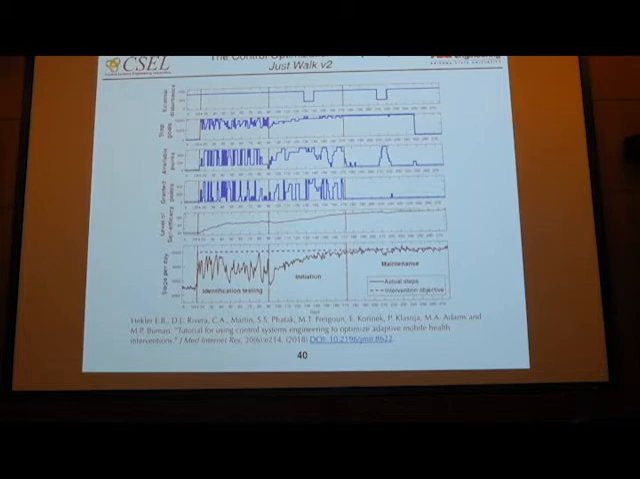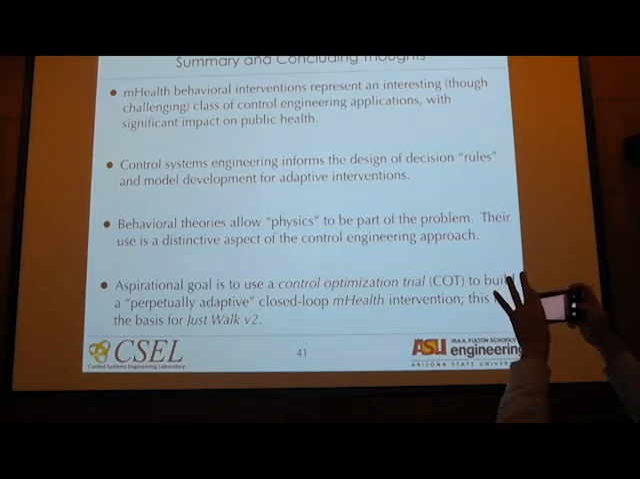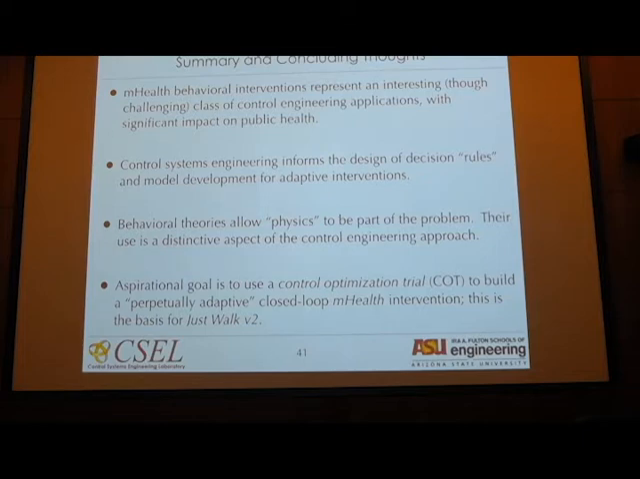And hopefully this is something that is appealing to you and to some of the problems that you're looking at. So in summary, hopefully I've made my case. Again, the question was rhetorical: what does control systems have to offer? There are a lot of interesting behavioral problems that will take advantage of control engineering. If you want to remember just one thing, remember that if you have dynamics in your problem and you're just using the current value of the tailoring variable and an if-then rule, your decision making is suboptimal. The control engineering tells us that. We use behavioral theories as a way of adding physics to the problem, and we hope that the control optimization trial is something that becomes more and more routine.